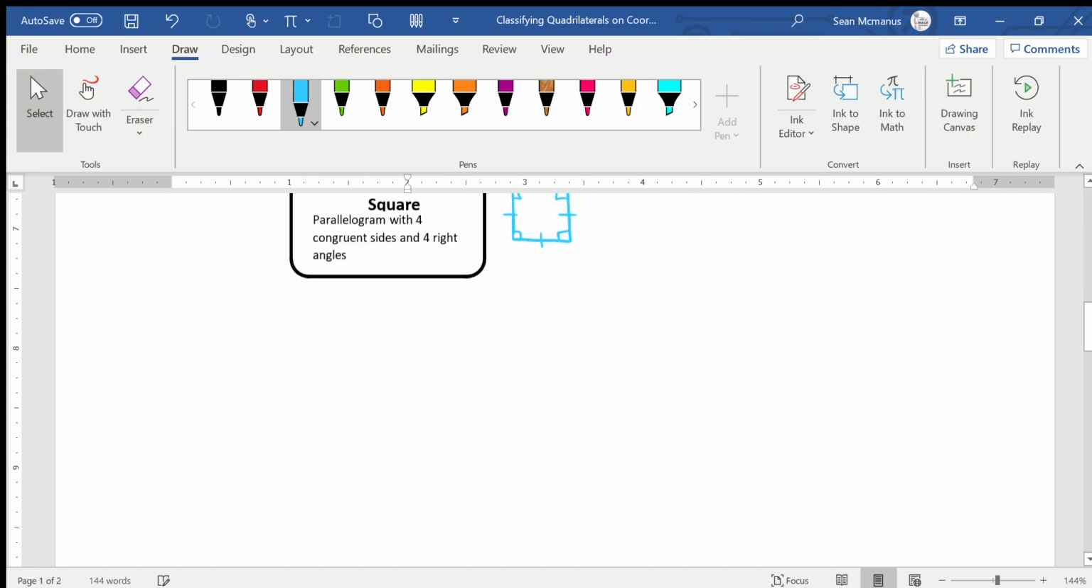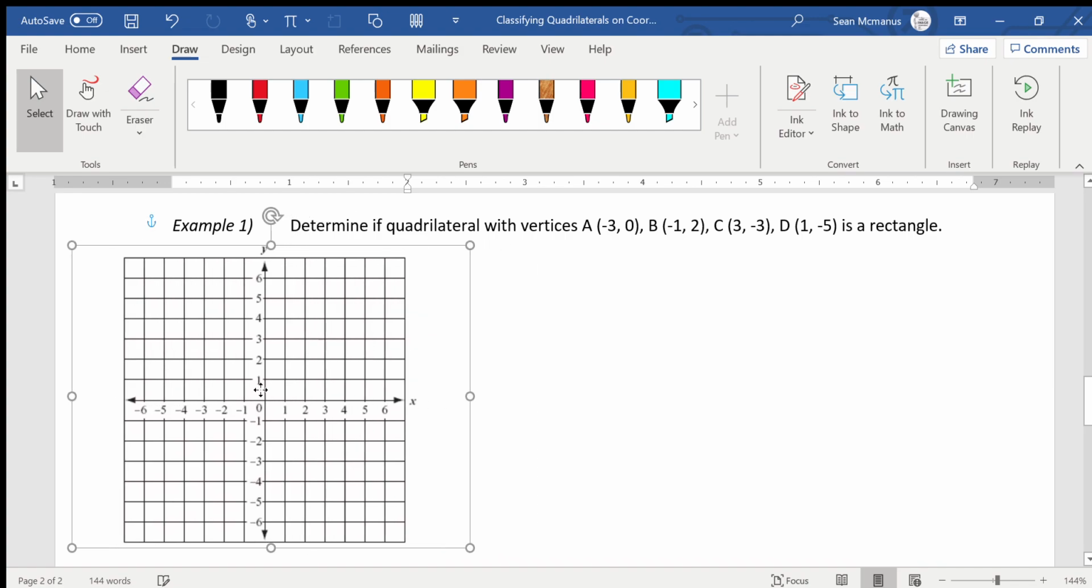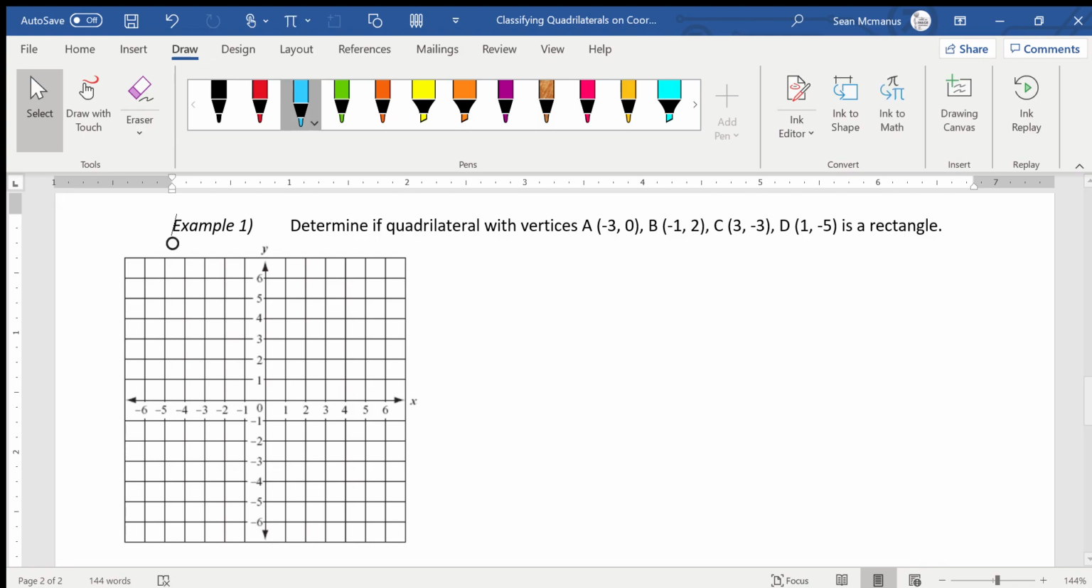Okay, so that's kind of our background. We're going to go ahead and do a few problems. Again, these are not fast. These are pretty labor-intensive problems because we need to find the slope and the length of all 4 sides. So I'm going to move my graph over a little bit so I'm certain I have enough room, and we're going to label these points here.